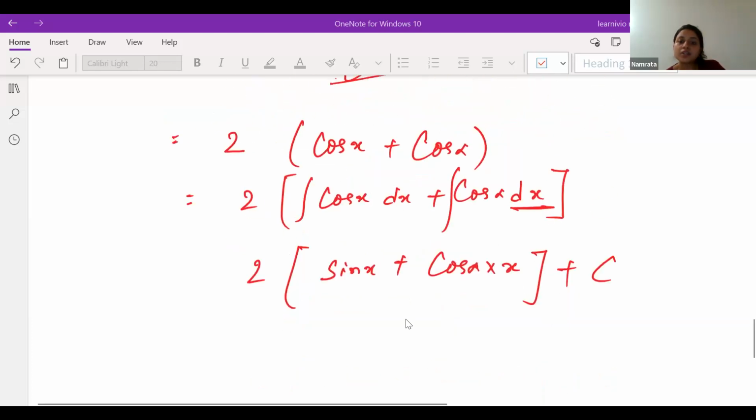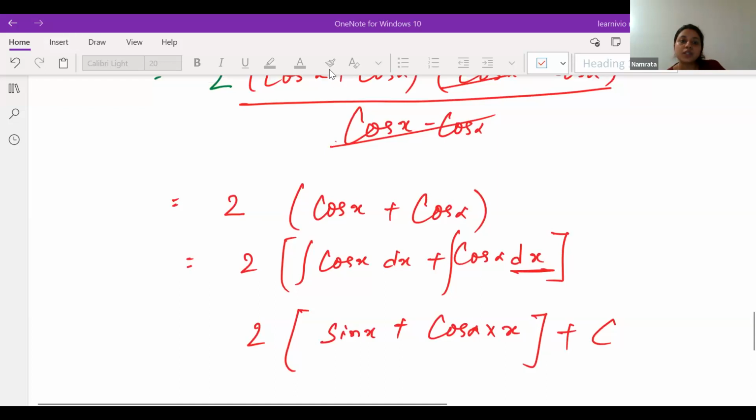Cos alpha integration I have not done. Can you see? I have just taken cos alpha outside. The way we treat 2 dx, how do you find it? The integration of 2 dx will be 2x. Similarly, the integration of cos alpha dx will be cos alpha out, and integration of dx we will be doing.